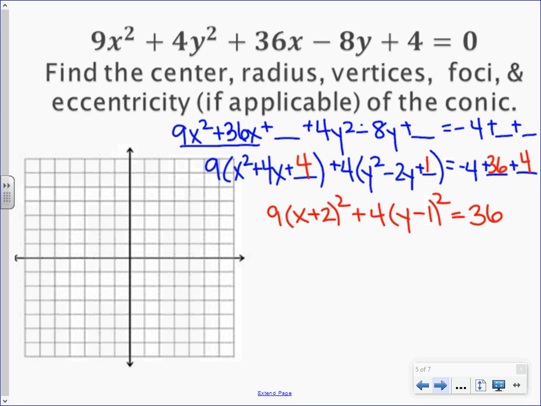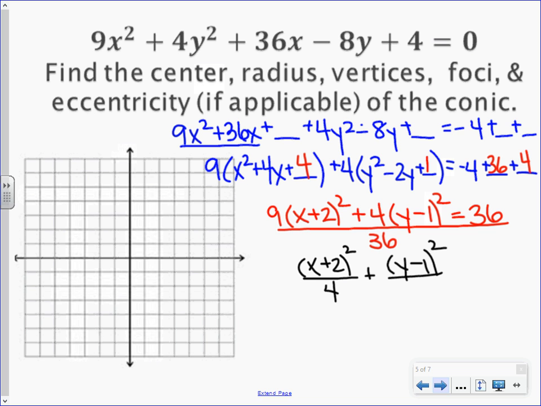In your standard form, what does the right side need to equal? It needs to equal 1. Our right side equals 36. So we can divide both sides by 36. So what we get, x plus 2, the quantity squared, over 4, because 9 over 36 would leave a 4 in the denominator, plus y minus 1 squared over 9, because 4 over 36 would leave us with a 9 in the denominator.